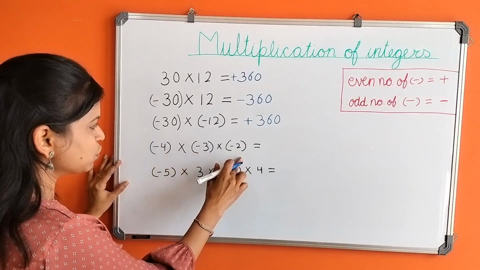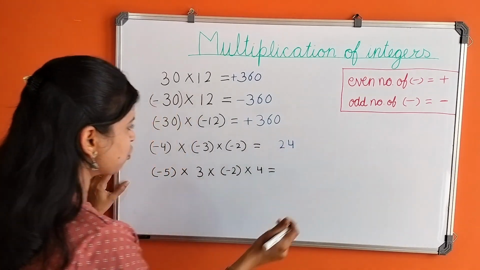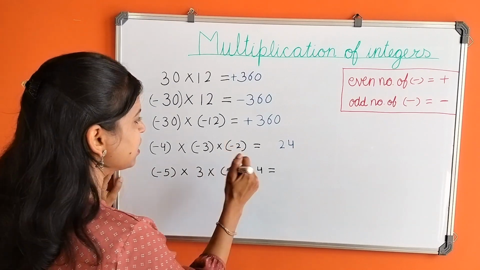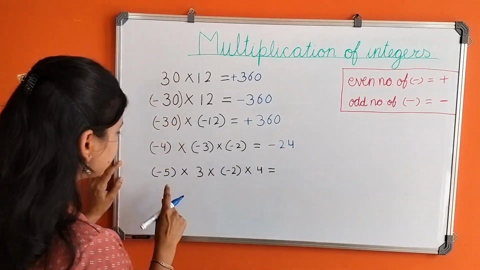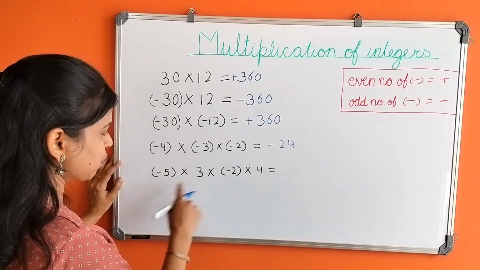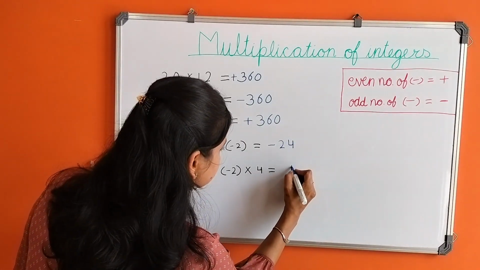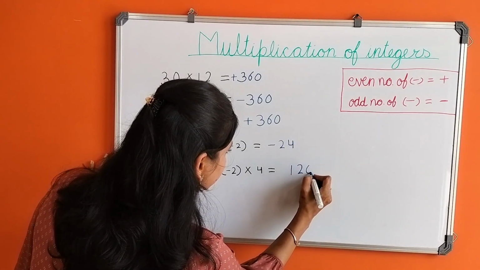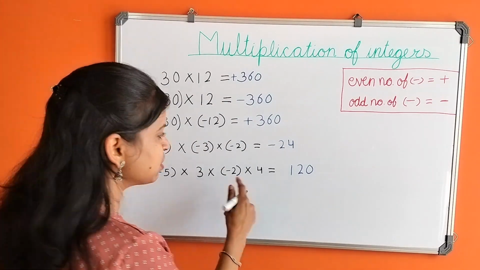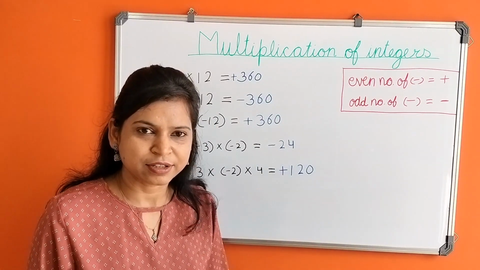Minus 4 into minus 3 into minus 2 is 24. 1, 2, 3, three negatives are there, so the answer will be negative. Minus 5 into 3 into minus 2 into 4. So 5 into 3 into 2 into 4 is 120. And two negatives are there, meaning an even number, so the answer will be positive.